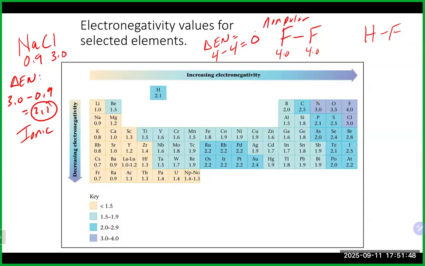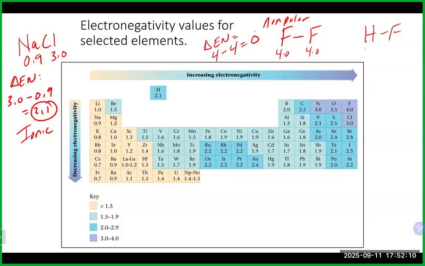And again, what we are talking about here, just to be clear, is the bond. We're not necessarily talking about the molecule as a whole. When we do the difference in electronegativity, 9 times out of 10, we're talking about just the bond. There are places where it is both the bond and the molecular polarity.